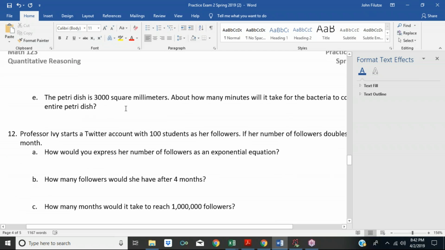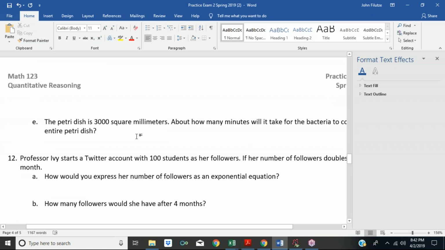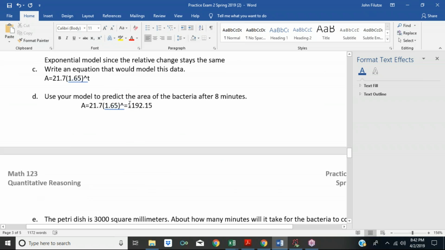And then this says the Petri dish is 3,000 square millimeters. How many minutes? So what we could do is we could throw a 9 in here and see what we get. Did we get more than 3,000 or not? And the answer is no. And then if we put a 10 in, we get more than 3,000. So that means it would be between 9 and 10 minutes. So that's the only way we have to do this in this particular course. Just put numbers in for the power right here and see when it goes past 3,000.